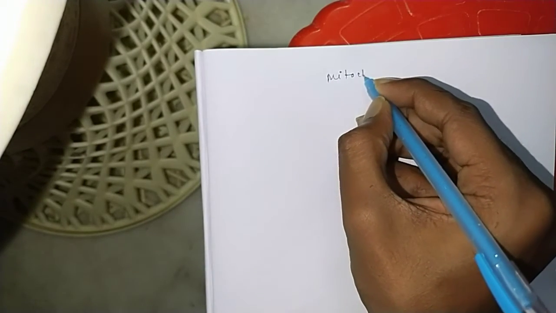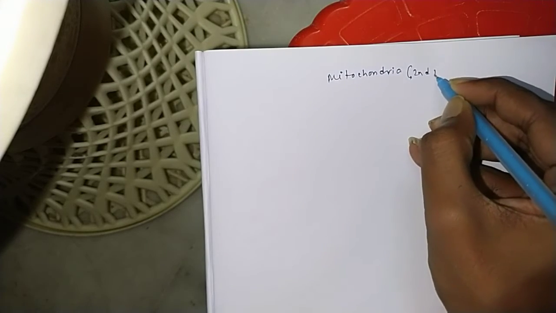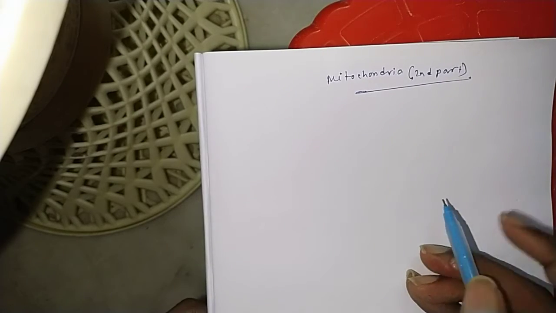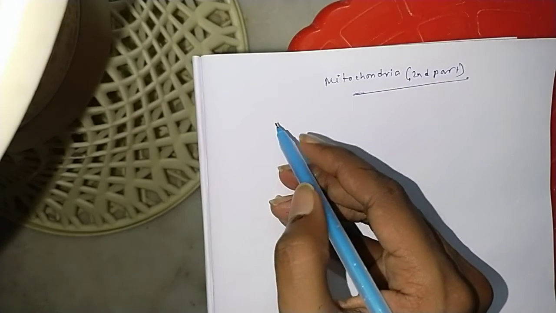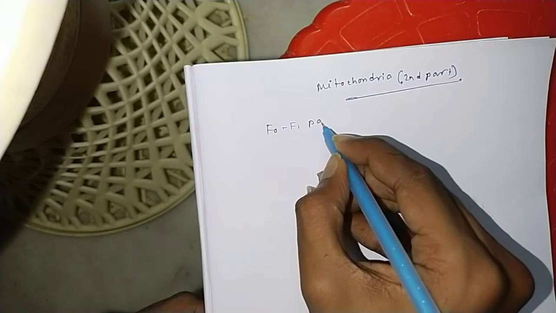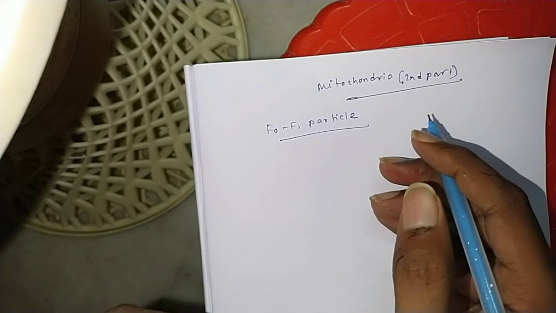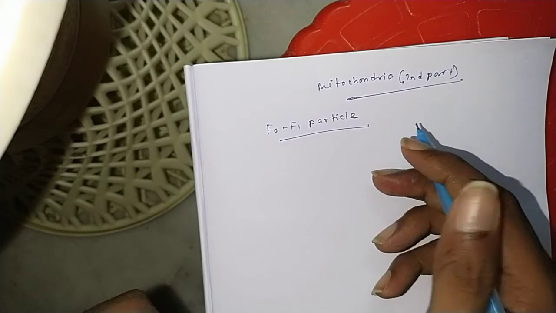The second lecture of mitochondria, second part. We will be talking about the various names of F0, F1 particle along with the various enzymes present in the different compartments along with the different membranes of mitochondria.